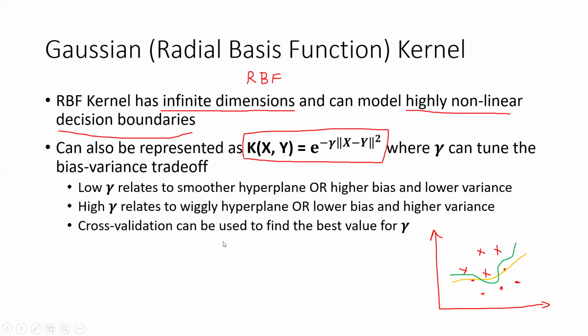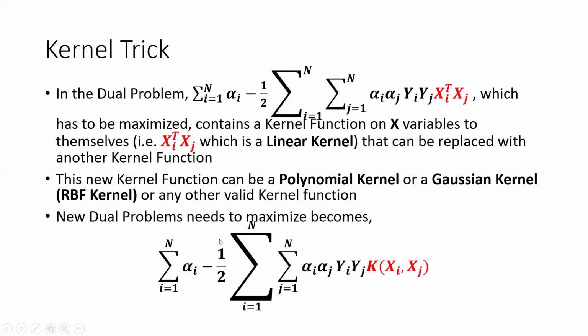Okay, so now what can we do? This is the dual problem, the one we explained earlier. Not the dual problem, actually. This is the statement that we are going to optimize. In this optimization statement, there is this xi transpose xj term. This is similar to the linear kernel.